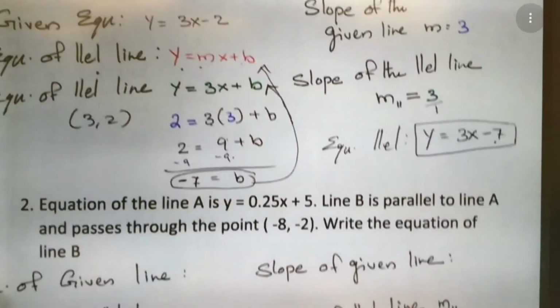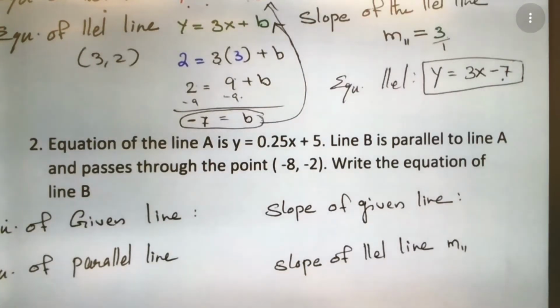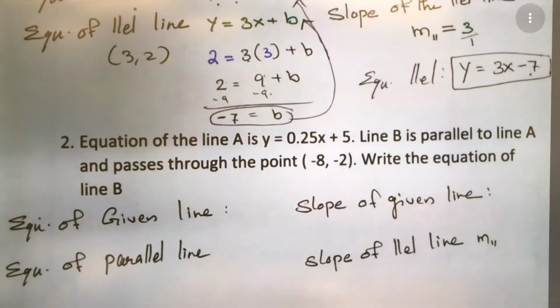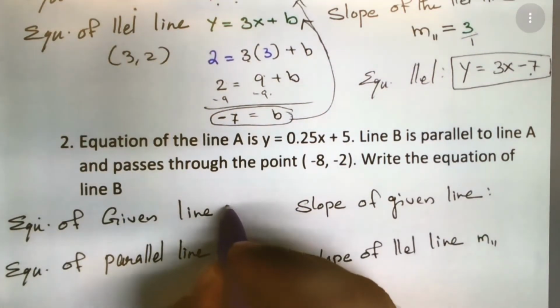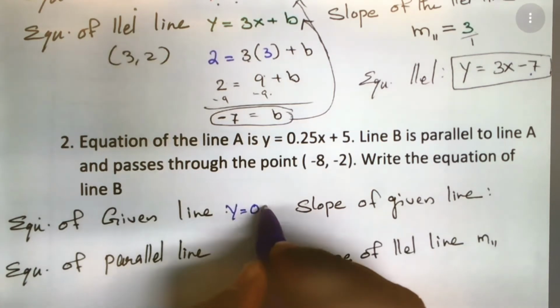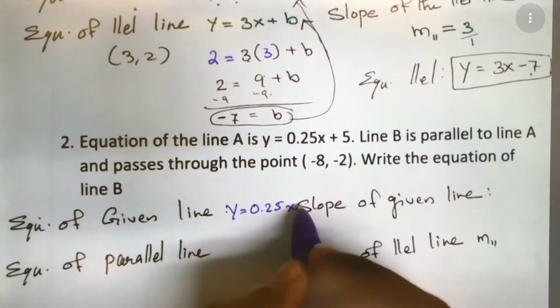Here is the next problem. I hope you can do it by yourself. Pause the video and come back once you have done. Welcome back. I hope you have done this problem. So the equation of this line is y equals 0.25x plus 5.